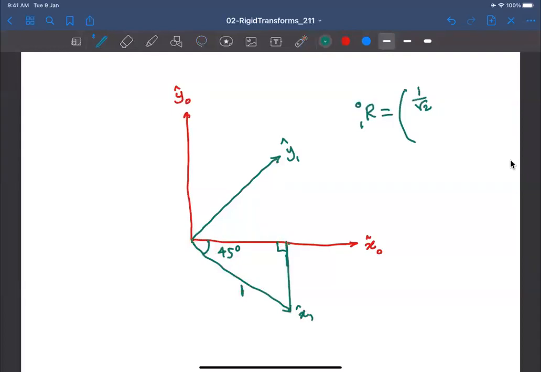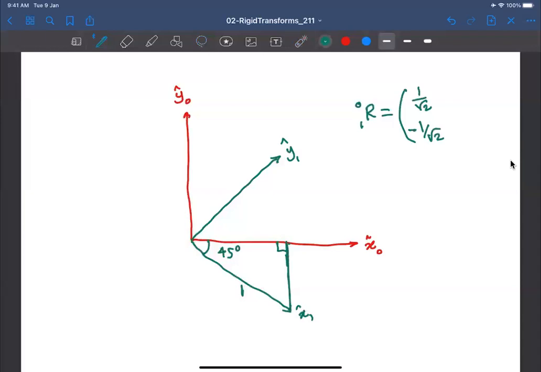Now the y0 component will be this one here, okay, which is in the direction of negative y0. So it's basically the sine of 45 multiplied by 1, and that's negative 1 over square root of 2. Why did we say negative? Because it's in the negative direction of y0. Okay, it's going this way, downwards.